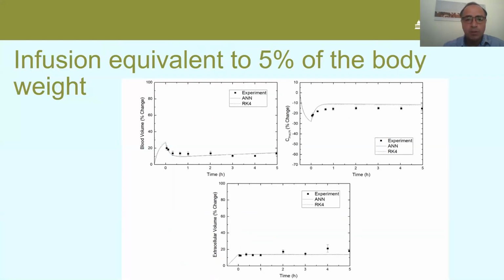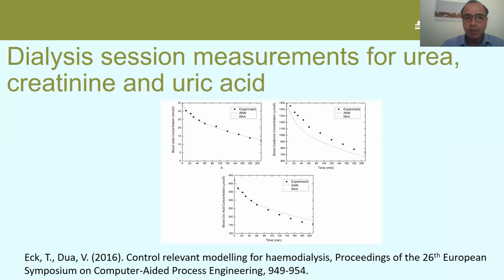So, these graphs essentially show the results that we obtained from the model that we developed. These straight lines or dotted lines are our model predictions, and these square boxes are the experimental observations. So you can see there's quite a nice match between our model predictions and the experimental data that we obtained.